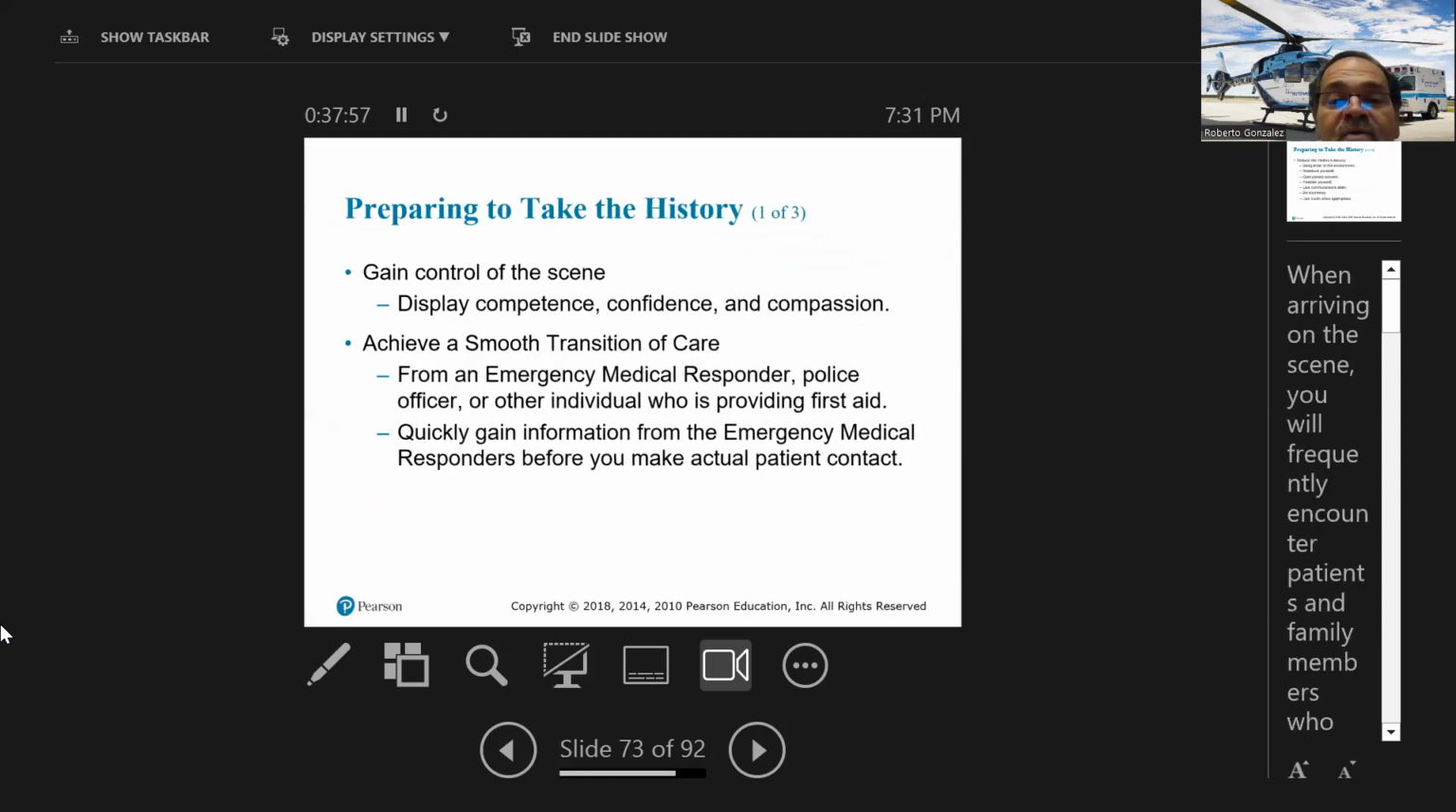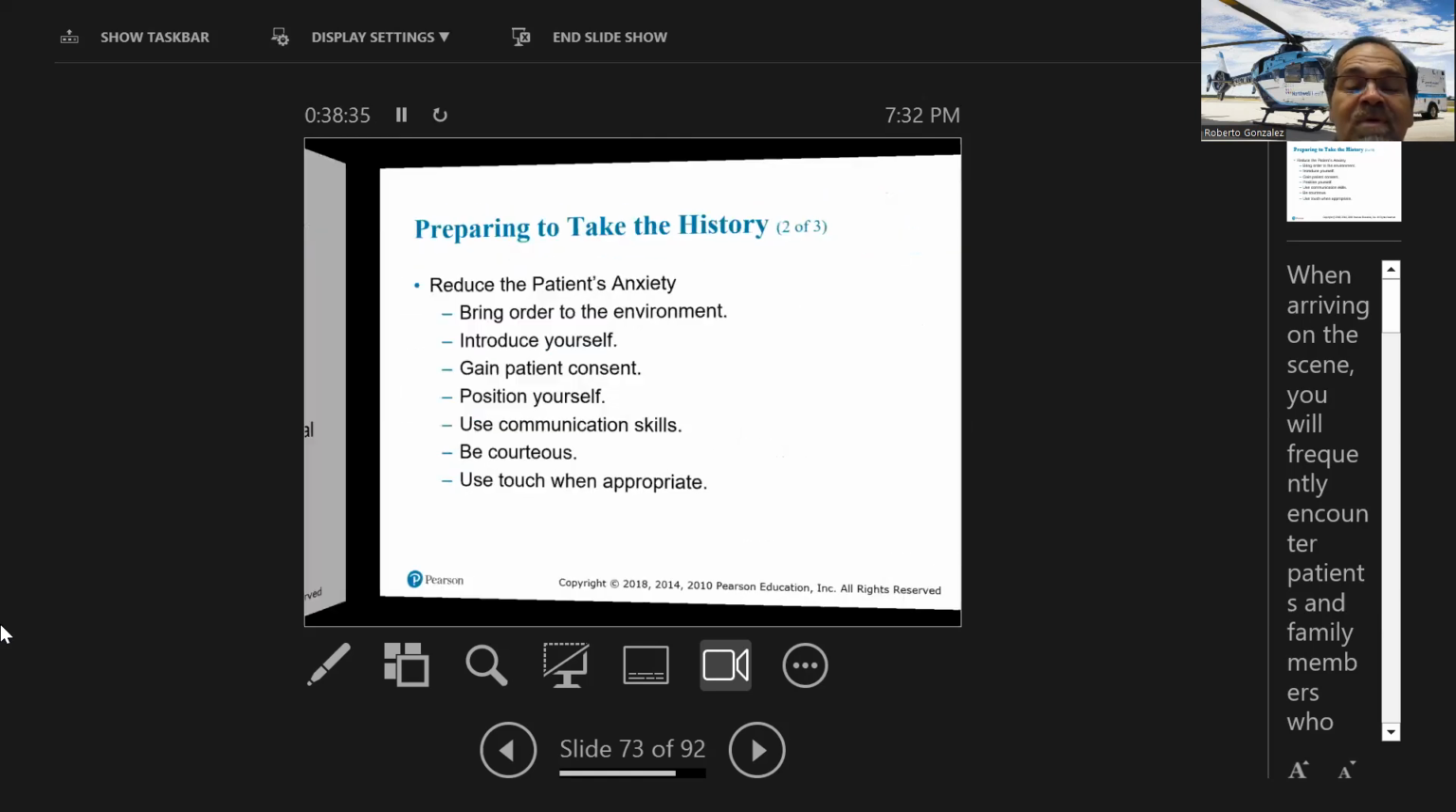Okay. Gain control of the scene, preparing for taking a history itself. And the history itself is, remember, SAMPLE, OPQRST, and whatsoever. These are questions you're gonna have to ask. Get control of the scene, achieve a smooth transition of care. You know, you have firefighters there, and actually they're trying to give you the patient so you can transport. You need to be in control. I can't remember what term it is. Okay.